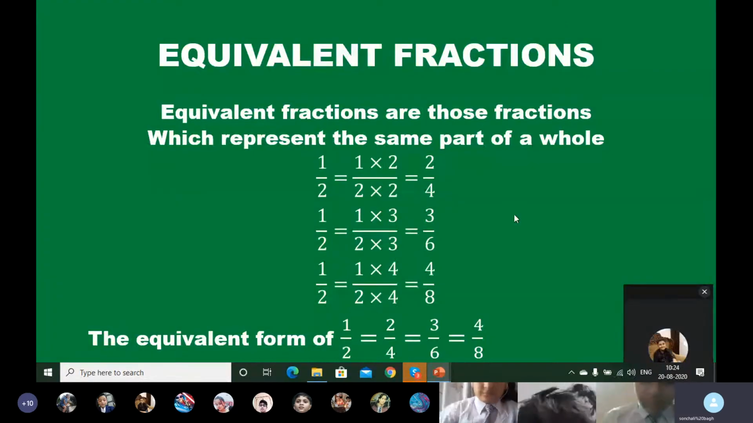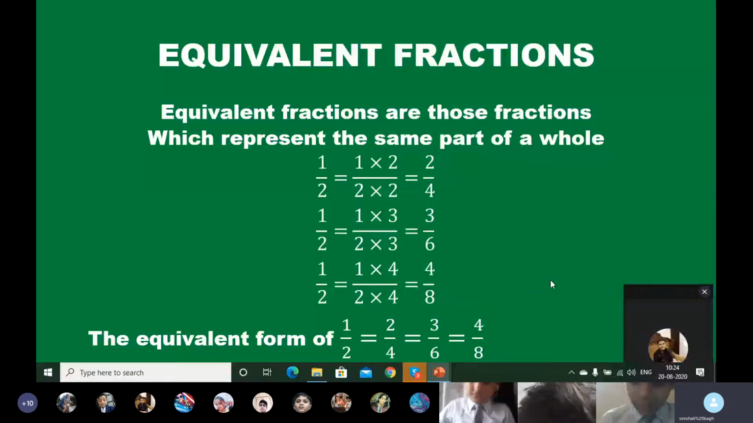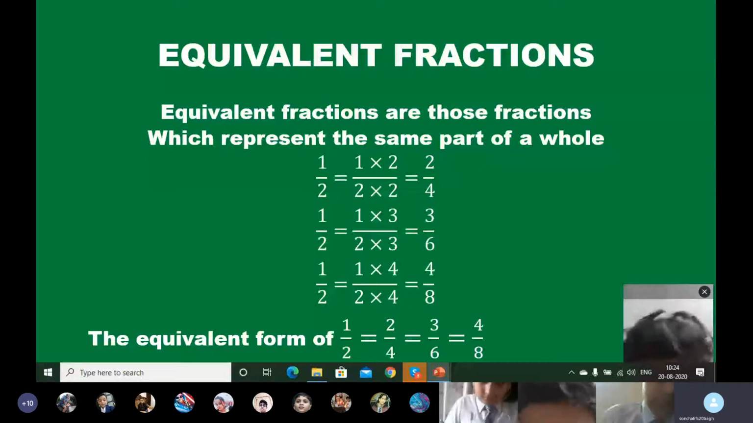Any confusion? No, ma'am. Copy it down then. Copy in your register. And we have to write this in fair copy. That's why I told you to open your registers also. Write it down.